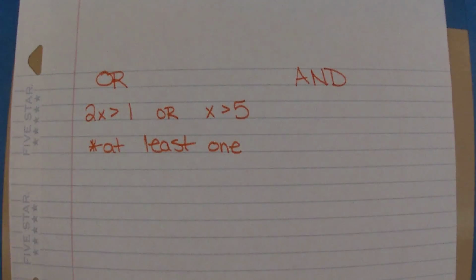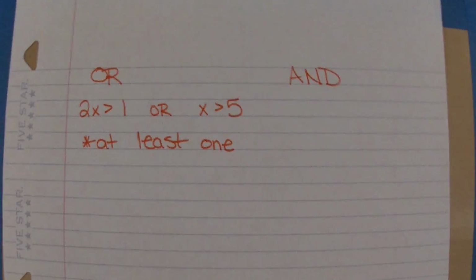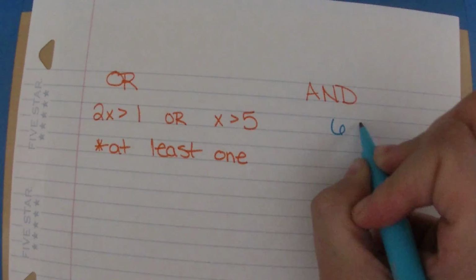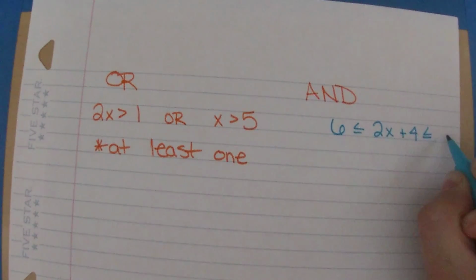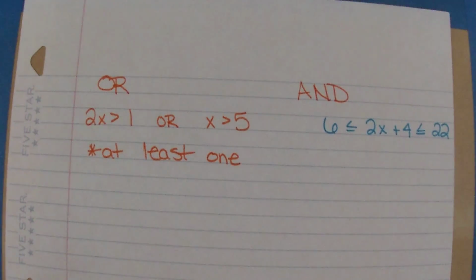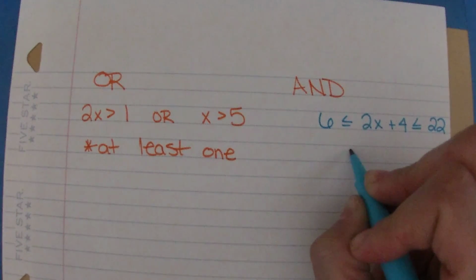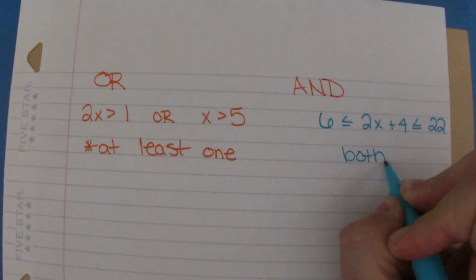Compound and, we might see two separate inequalities with the word and written in between, but we also could see it all together in one big chunk. And compound and inequalities, when we get our final graph, is anywhere where they are both happening.